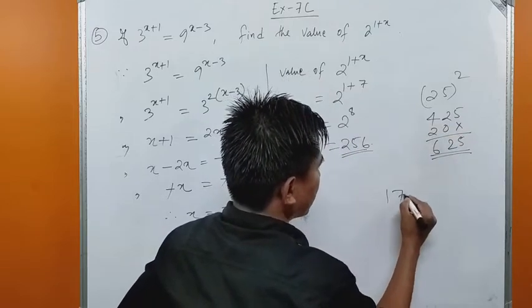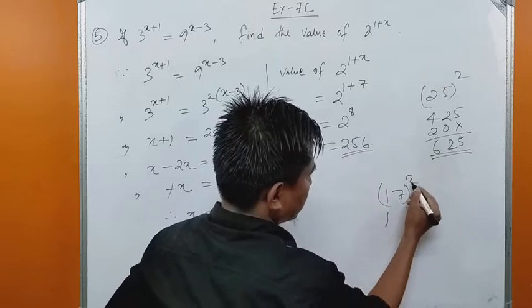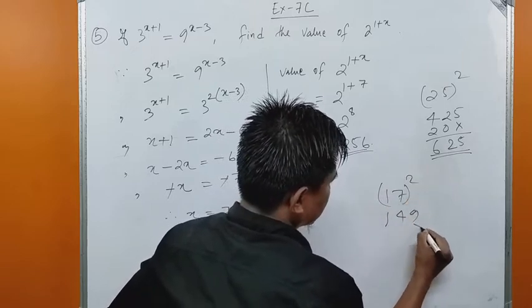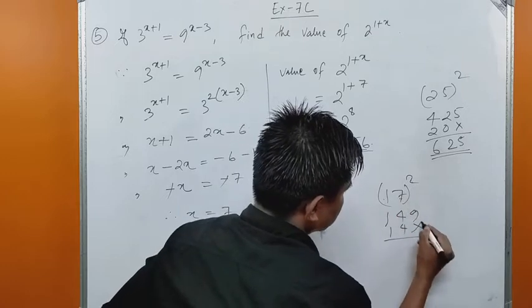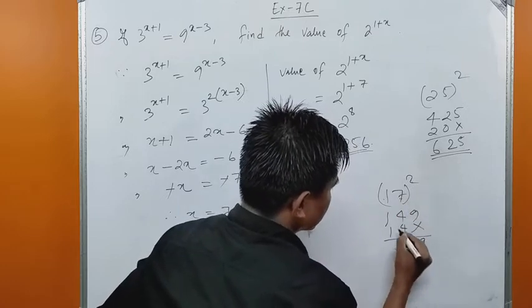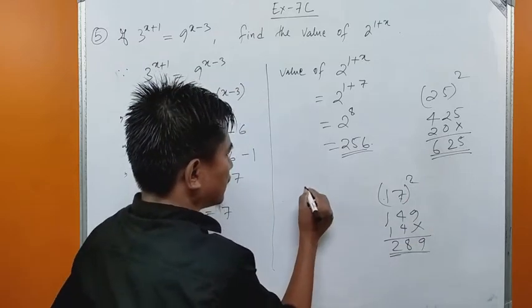So 17 squared. 1 squared is 1, 7 squared is 49. 1 7 is 7, 7 2s are 14. So this 9 comes here, 4 plus 4 is 8, 1 plus 1 is 2, 289. Okay.